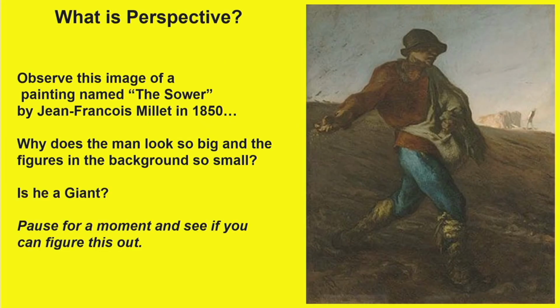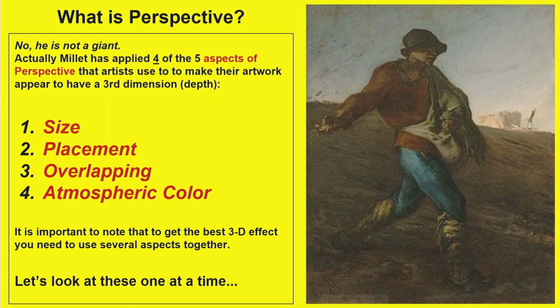Now, I'd like you to observe this painting by Jean-François Millet from the 1850s. It's called The Sower. Why does the man look so big? Is he a giant? Pause for a moment and look at it and see if you can come up with a reason. Okay, like you might have guessed, no, he is not a giant.